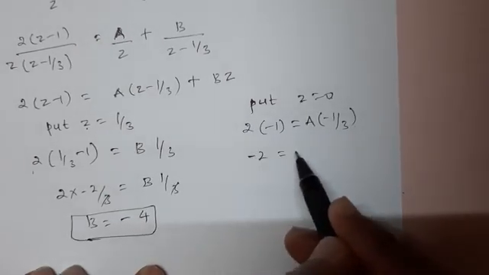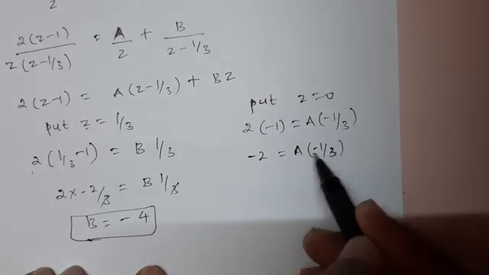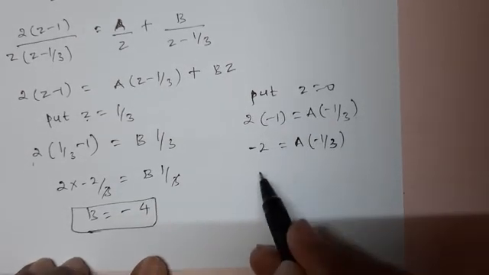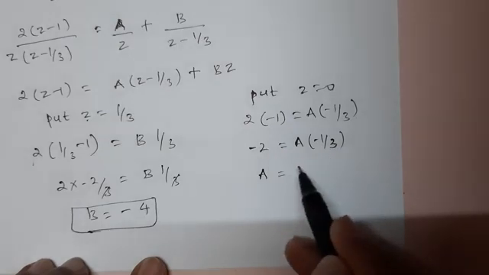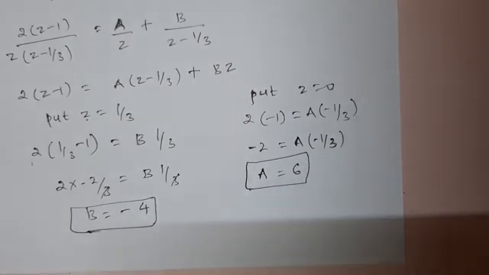So minus 2 equal to a into minus 1 by 3. Minus on both sides gets cancelled. What you are left with is a equal to 2 into 3, which is 6. Am I right?